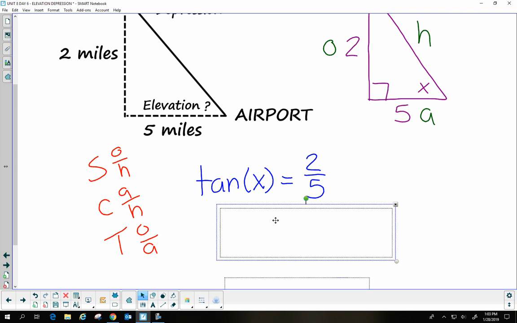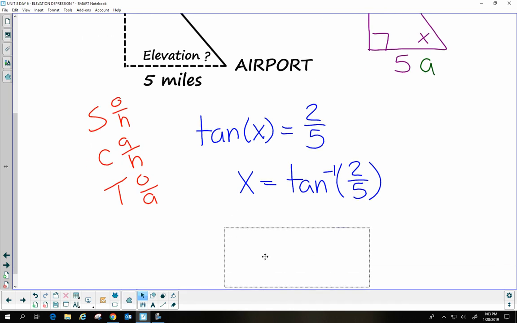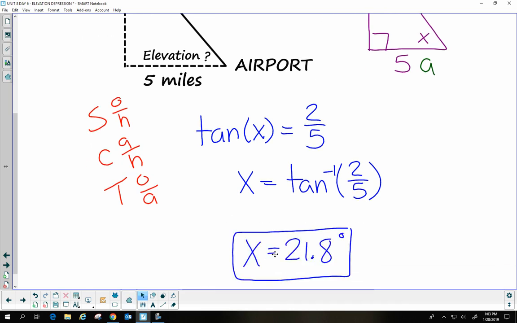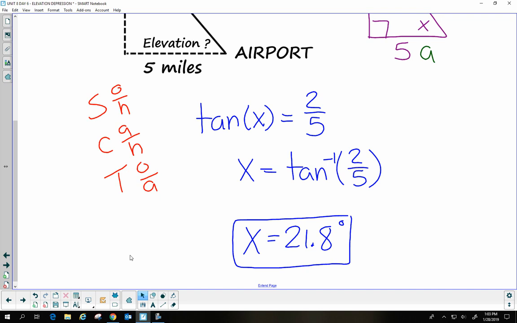I need to use an inverse function to get x by itself. So the inverse of tangent, and I forgot my little 1 right there. And so when I plug that in, I'll find out that that angle is approximately 21.8 degrees. So close to 22 degrees is my angle of depression, which is the same as my angle of elevation.